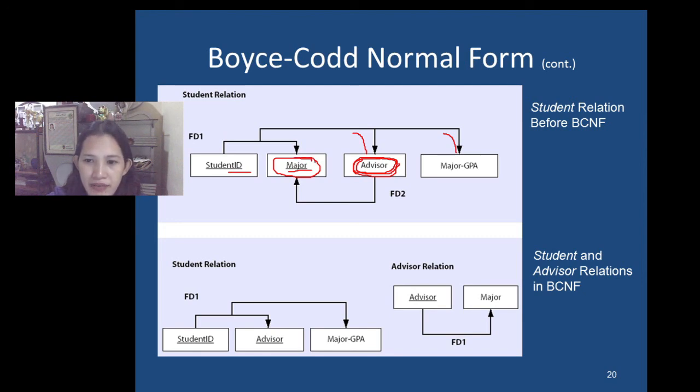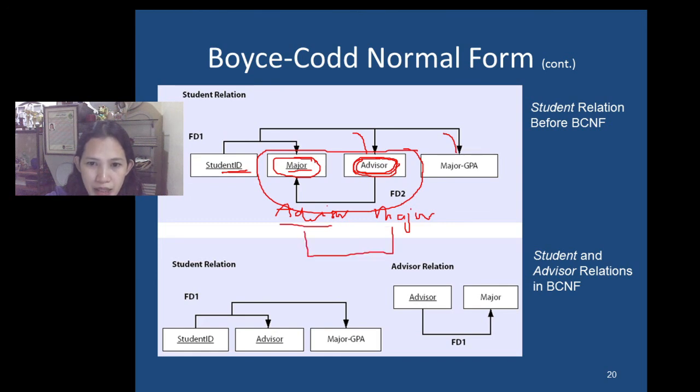Now, we have the advisor and the student relation in BCNF. We remove this part, we change this to advisor, and this one will be major. The primary key is student ID and advisor, and the advisor determines the major. This now becomes a partial dependency.